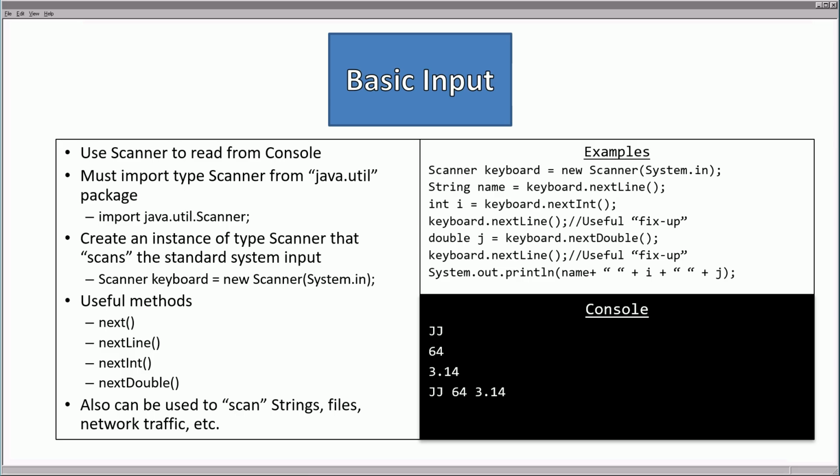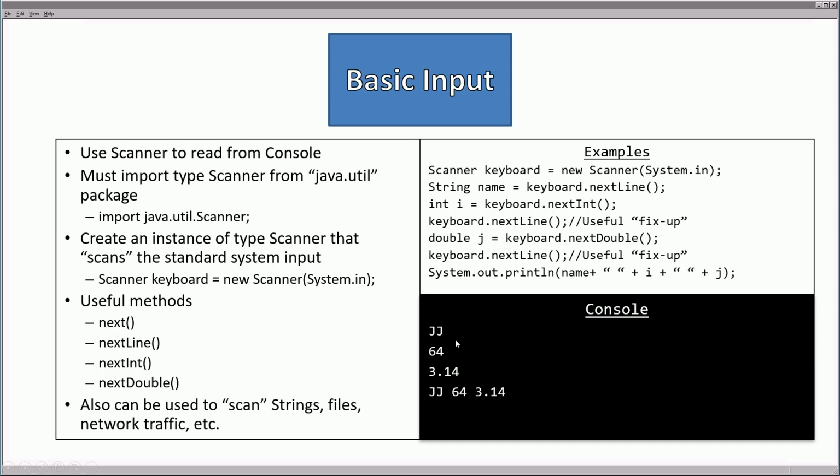Scanners are not just useful for reading the console. You can use a scanner to scan through strings, through files, network traffic, all that kind of stuff. Now, if we look over here, we can see this example where we start out by declaring type Scanner identifier keyboard. Then we construct this keyboard passing in System.in, so it's going to read from the console. Now, what we do here, String name, we assign that to keyboard.nextLine. If we look down here, we can assume that this value was entered in by the user, which means this was captured and stored inside of the value name. Then here, int I is equal to keyboard.nextInt.